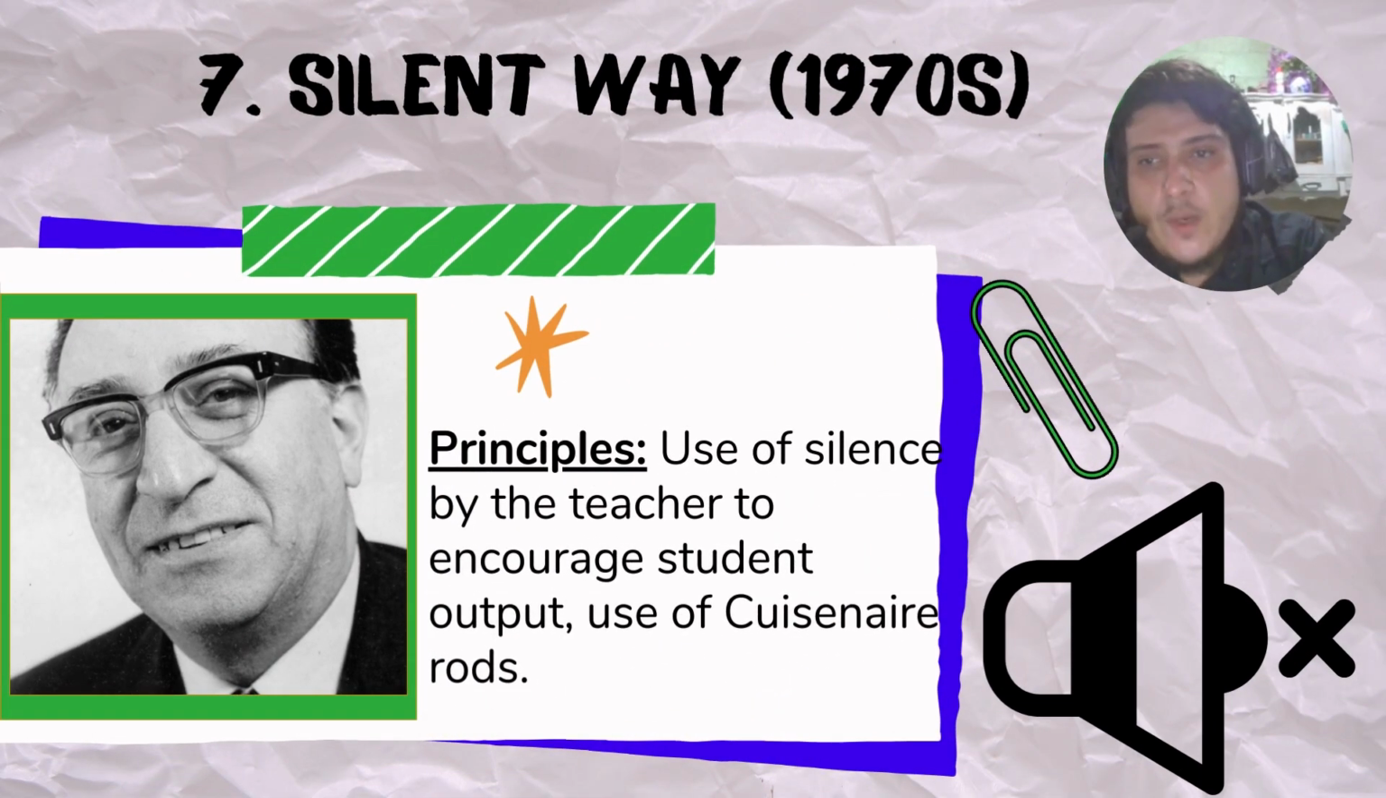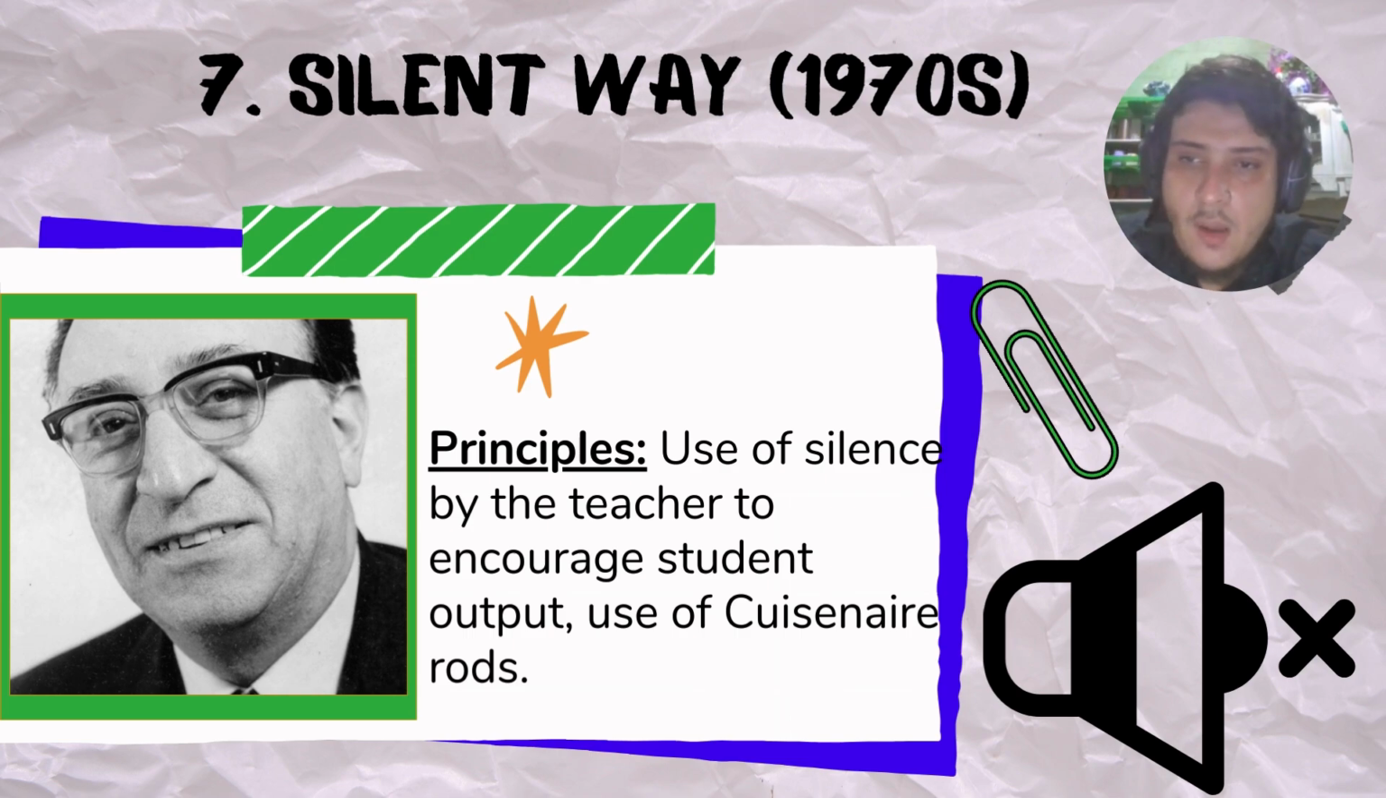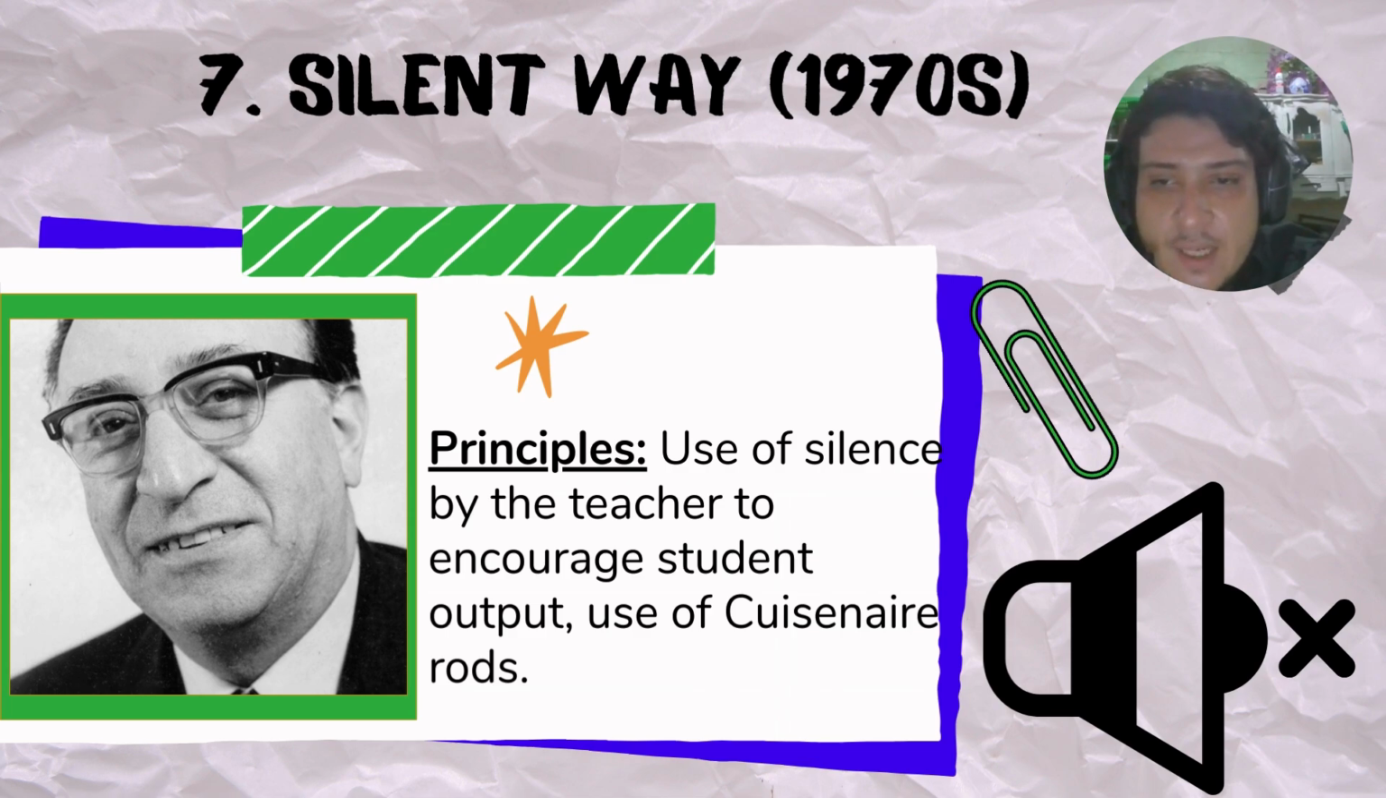Number seven, the Silent Way, 1970s. Based on the idea that teaching should be subordinate to learning, to promote learner autonomy and problem solving through minimal teacher intervention. Key figure: Caleb Gattegno. Use of silence by the teacher to encourage student output. Use of Cuisenaire rods. Influence: encourages learner independence and problem solving.